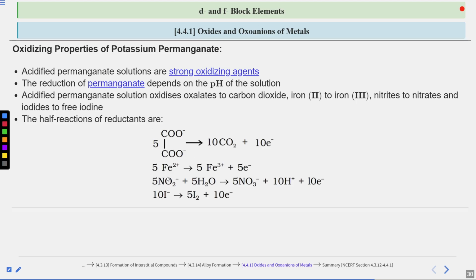Similarly, nitrite, after reacting with a water molecule, converts to nitrate, and iodide ion converts to free iodine molecules, releasing 10 electrons. These are the half reactions of these reductants.